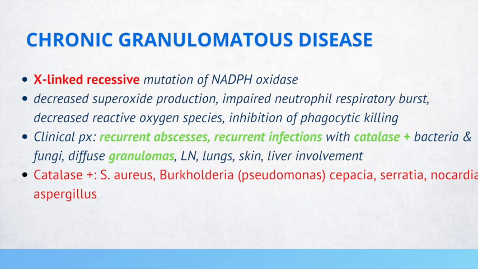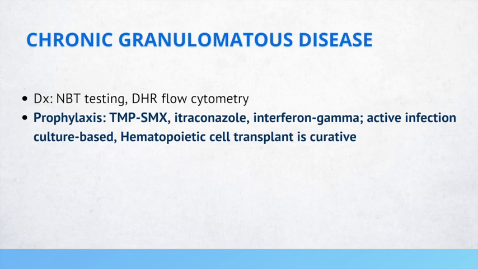It's also very important to note that to definitively diagnose a patient with CGD, you can do the dihydrorhodamine, or DHR, test. I probably didn't pronounce it properly, but the DHR test has largely replaced the nitroblue tetrazolium, or NBT, test. These patients may require prophylactic treatment with drugs such as trimethoprim, itraconazole, and interferon gamma, and a cell transplant can also be curative.